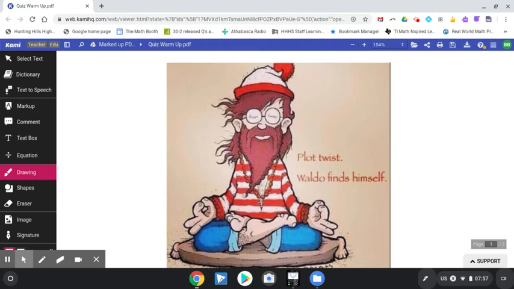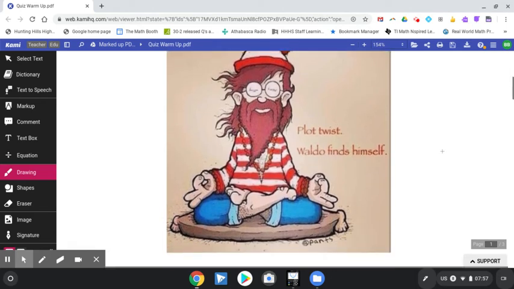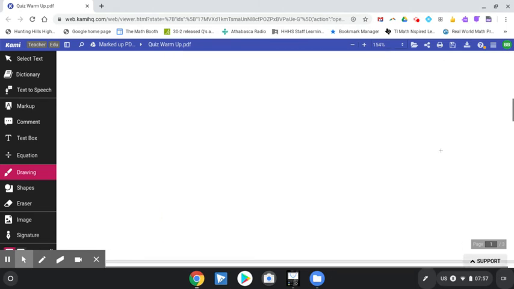I love this one. Find Waldo. Where's Waldo? Waldo finds himself. Hilarious. I crack myself up.